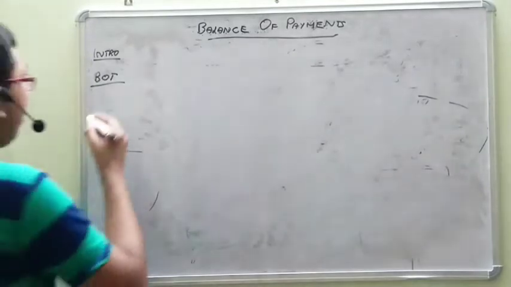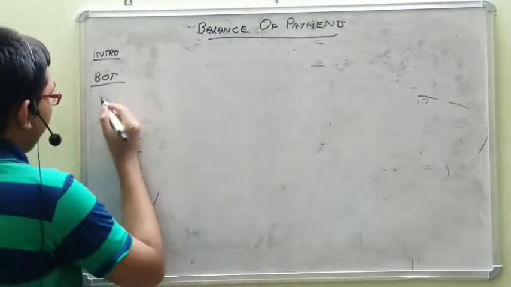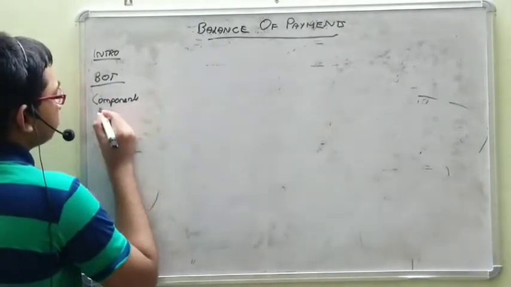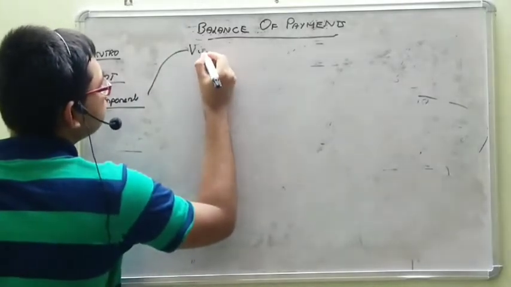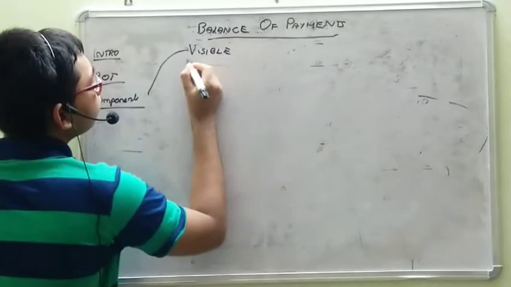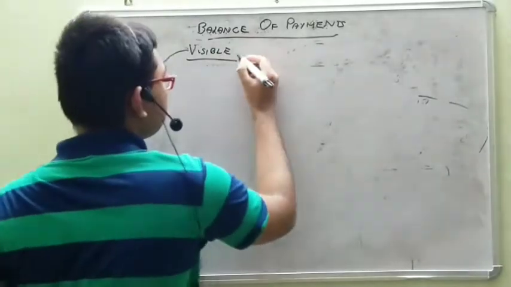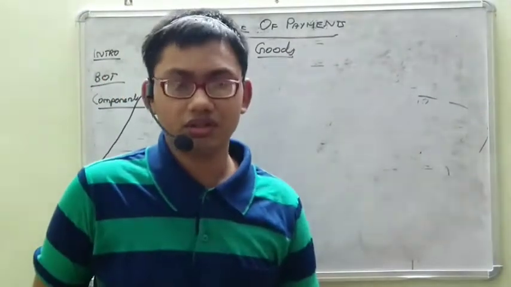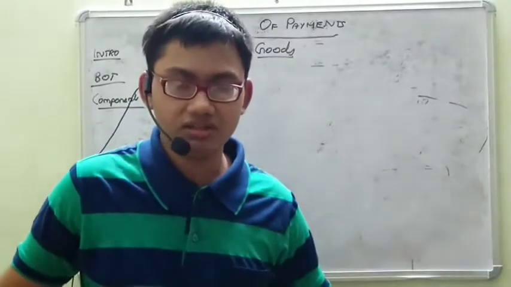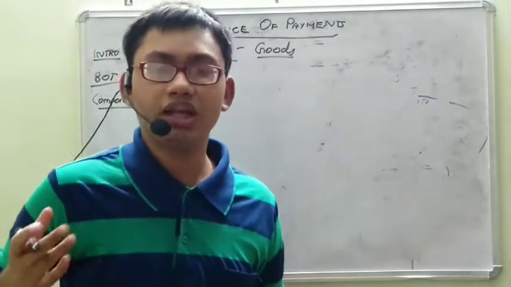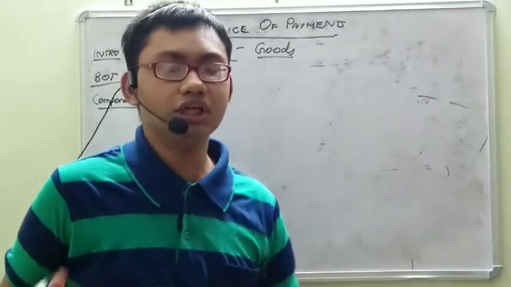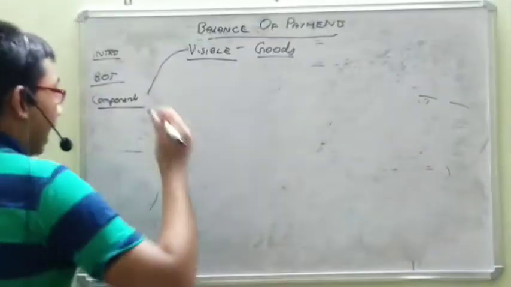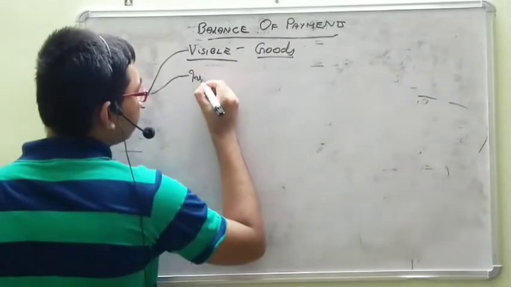Now, what are the components of BOP, balance of payments? First of all, visible trade. Visible trade is goods only. Is the service I am teaching you visible? No, it is not visible. I am visible, but the service that is given here is not visible. It is an invisible item. This is another component of balance of payments: invisibles.